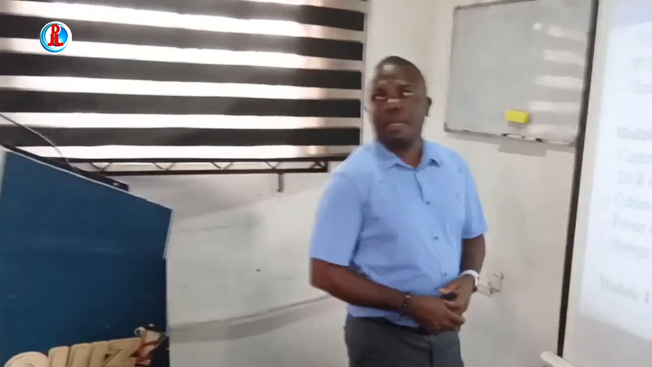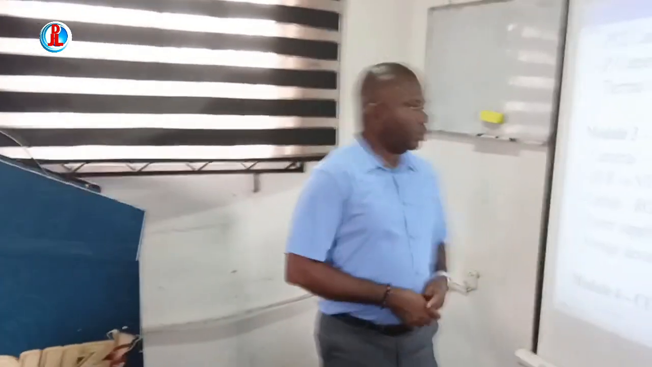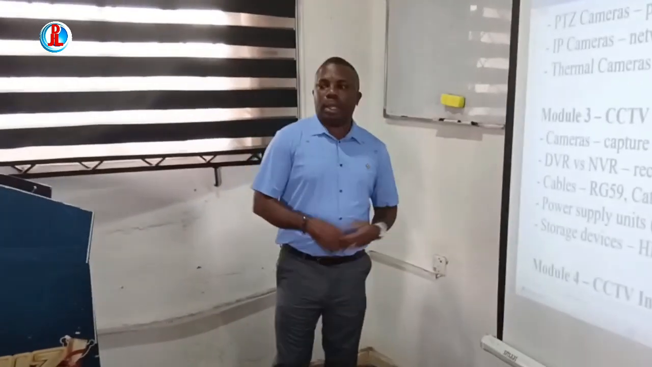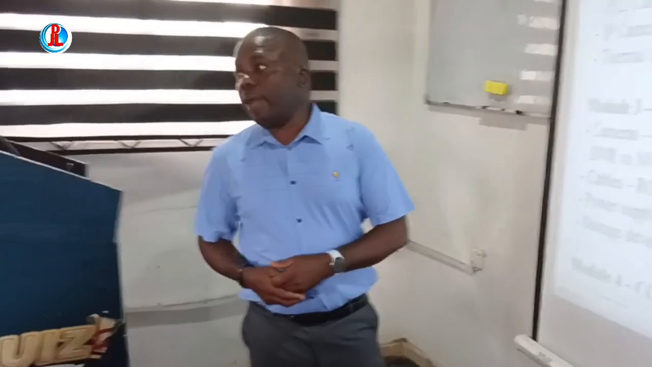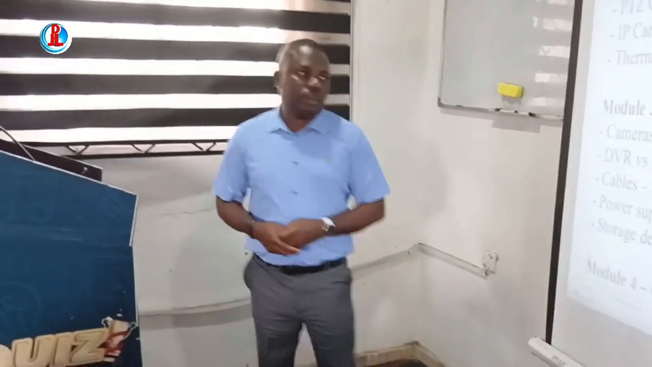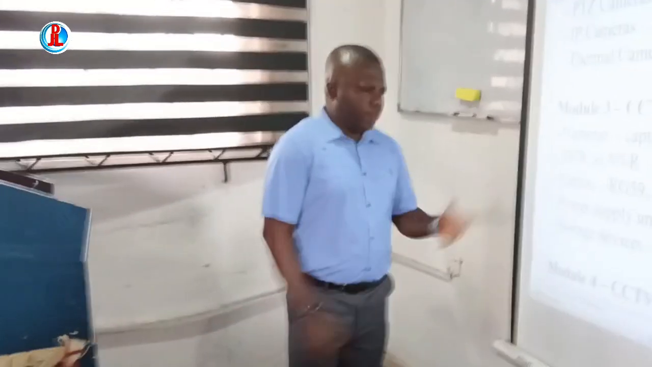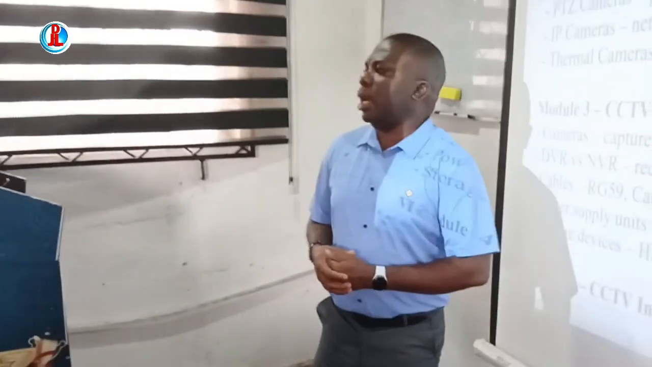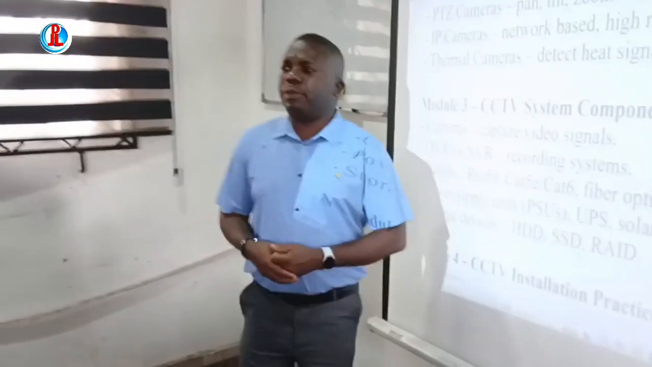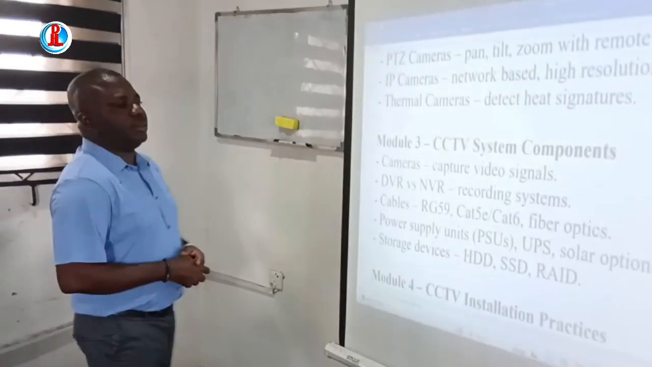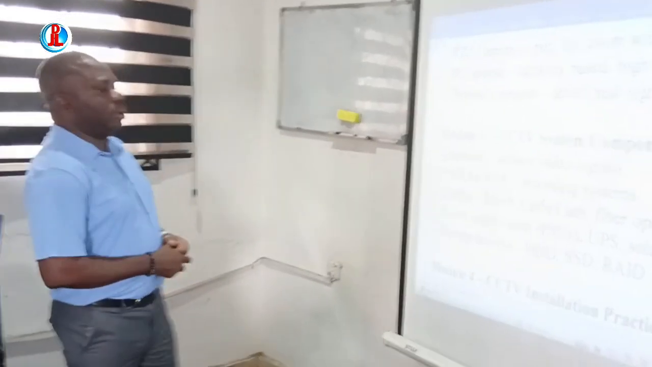CCTV system components. Under CCTV system components, we'll look at the camera. Cameras are meant to capture video signals. Then we'll look at DVR versus NVR recording systems. Then we'll look at the cables that we use for cameras. What are the cables? We will talk about the RG59, Cat5, Cat6, fiber optic cable, and so on.